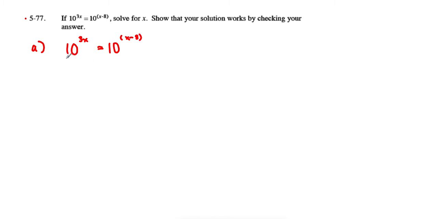Well, we know that if we have the same base on each side, then the exponents have to equal each other. So we're going to go ahead and just set this equal. 3x equals x minus 8. We go ahead here and solve it. We get 2x equals negative 8. So x equals negative 4.